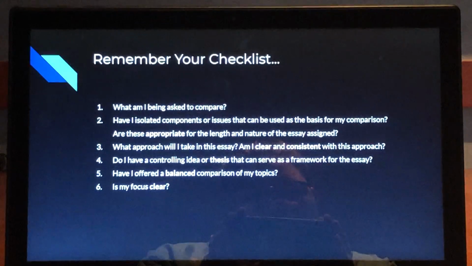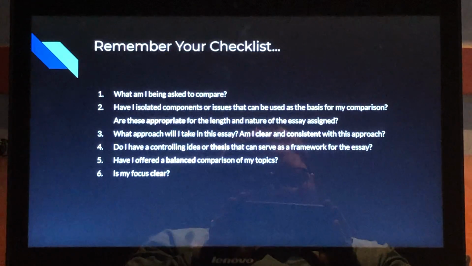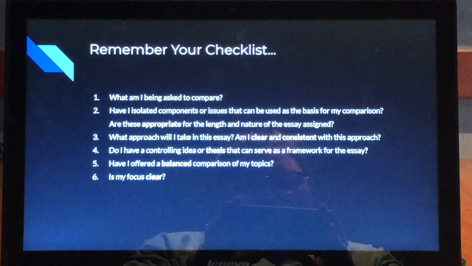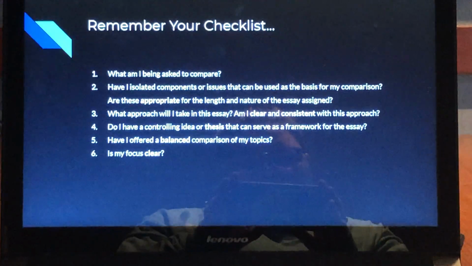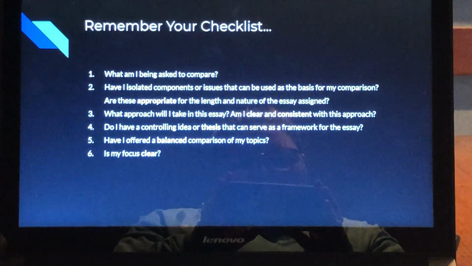So one final thing, which is in your book on page 118, in case you need to go reference that, they actually give you a very nice checklist, and it covers basically everything that you need to make sure that you've included in your comparative essay.